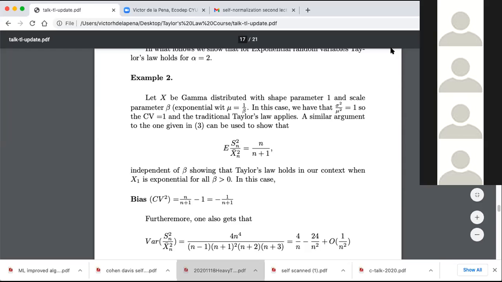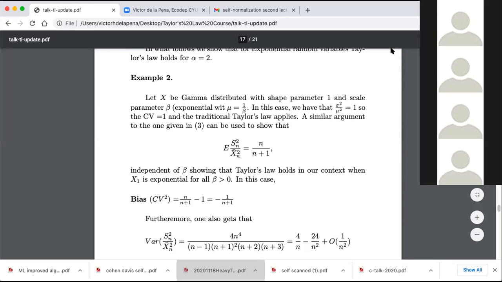Now, the bias of the sample coefficient of variation squared is -1/(n+1). So if you have n equal to 3 or n equal to 2, then this is going to be -1/3, which is basically saying that the coefficient of variation, whereas it should be 1, has a bias of -1/3, okay?